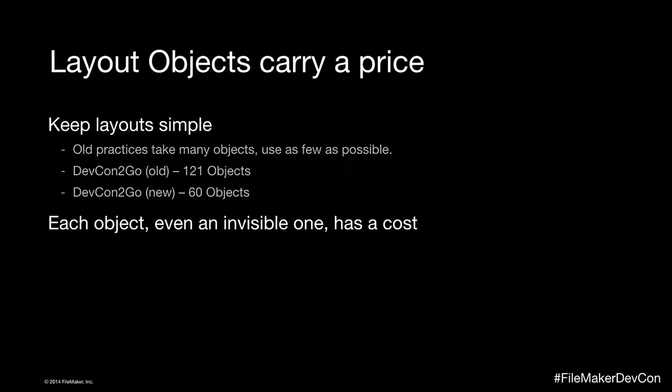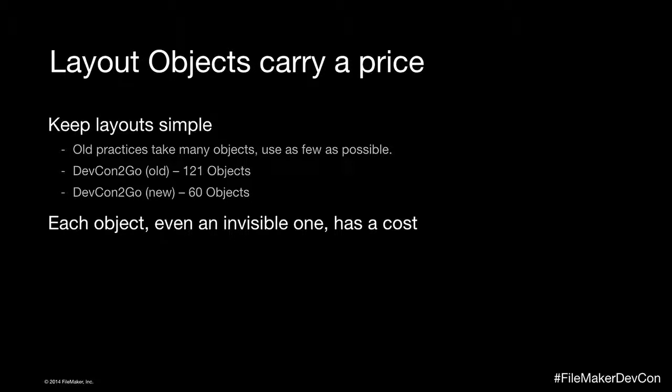So by avoiding layering things, by using dynamic tab control titles, by using the new styles to avoid having to put images on top of objects, you can really reduce the number of objects. I was looking at an old version of our DevCon Go solution, and one of the layouts had 121 objects. The new version uses a lot of the techniques and features that we've introduced in FileMaker 12 and 13. It looks better, it has all the same functionality, and half as many objects.